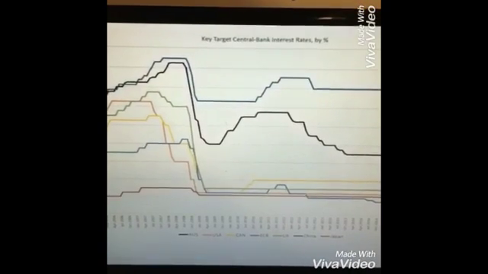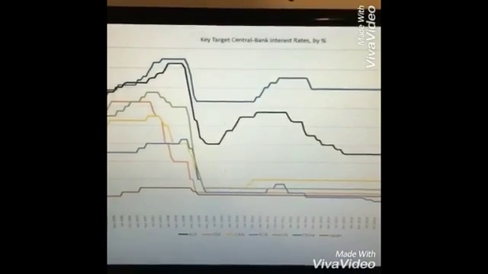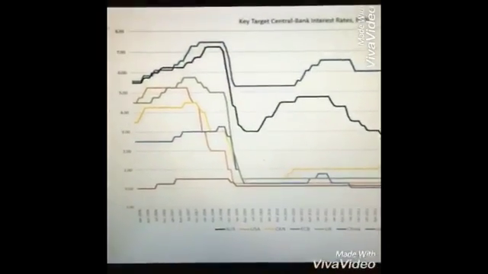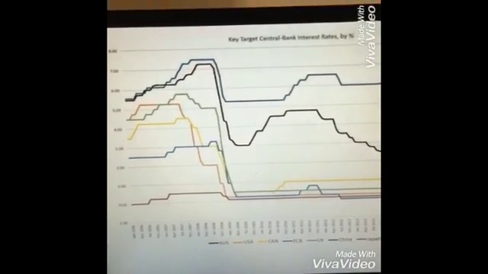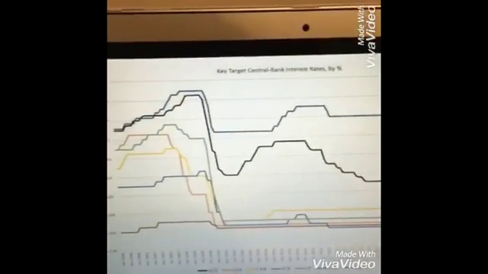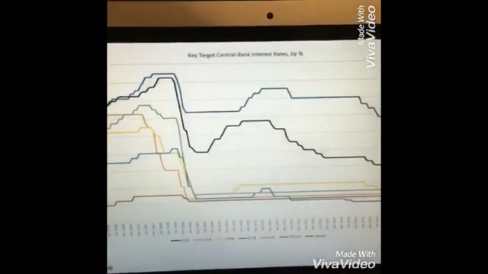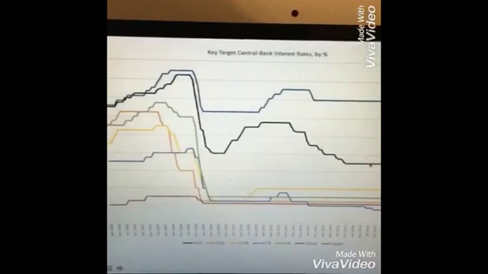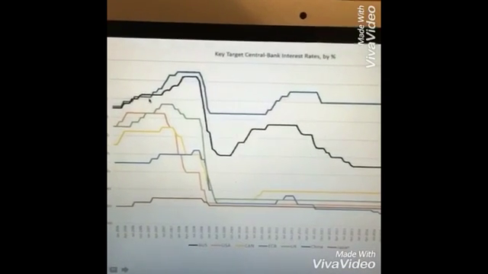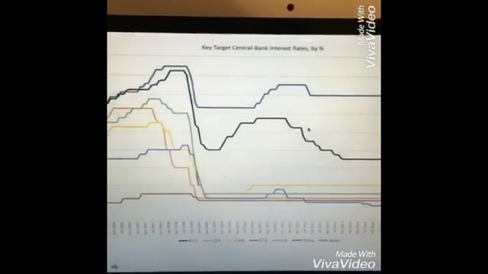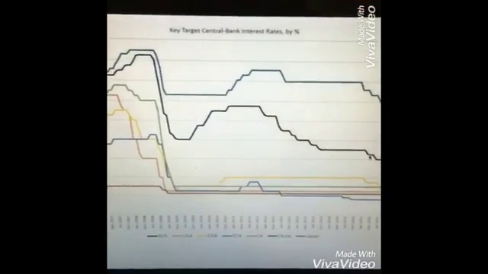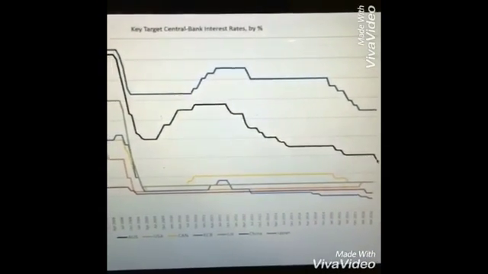This is the target central bank interest rate during 2006 to 2016. The black one is the Australian interest rate change. You can see during these years the interest rate is becoming lower.